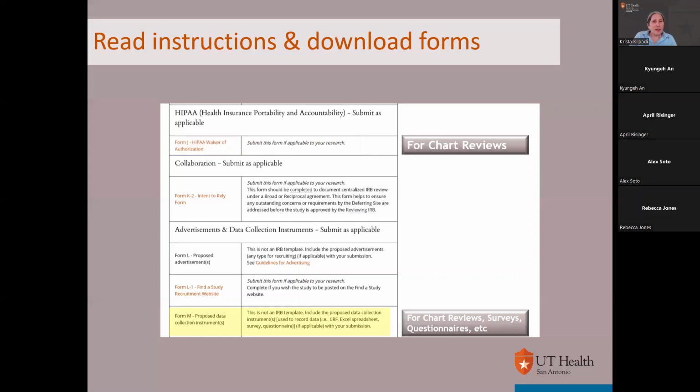And then down here a little bit farther, we have something called a Form M. And Form M is not actually a form, it's a placeholder for whatever data collection instruments you're going to be using during your study. So we want to see your surveys, we want to see your questionnaires, we want to see even your spreadsheet if you're collecting data that way, just so that we can see what information you're collecting. So you need a Form M, which is just your data collection instrument, if you're doing chart reviews or surveys or questionnaires or anything like that.